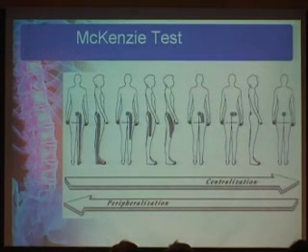Now Mackenzie's test, I have just thought of showing you this diagram. All of us are aware, but most of us are not using it in clinical assessment.